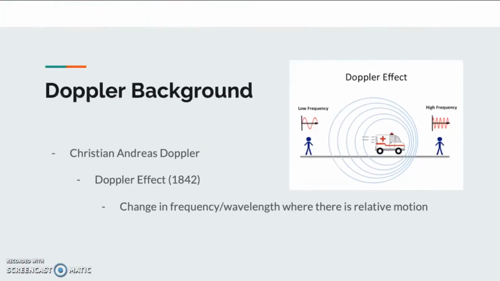A physicist from Austria, Christian Andreas Doppler, created the Doppler effect. The Doppler effect is an apparent change in the frequency or wavelength of a wave where there is a relative motion between the source of the waves and an observer. Using the Doppler effect, we can estimate how fast blood flows. Christian Doppler, with this effect, led to many medical advances, including the use of Doppler and ultrasound.